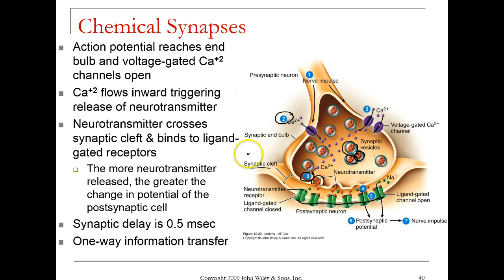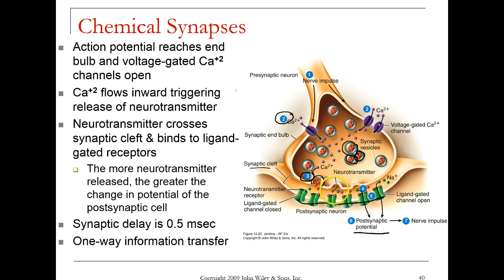The more neurotransmitter that's released, the more these ligand-gated receptors are activated, and the greater the difference in the postsynaptic cell. It's producing a graded potential. But we sometimes call this type of graded potential a postsynaptic potential, because it's the graded potential that occurs in the postsynaptic cell. Right?